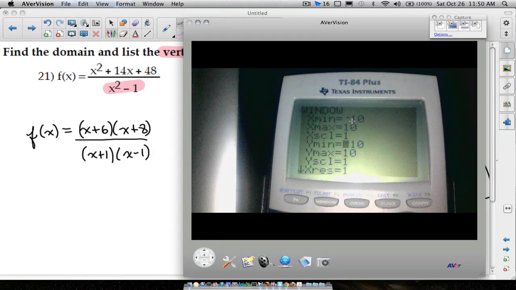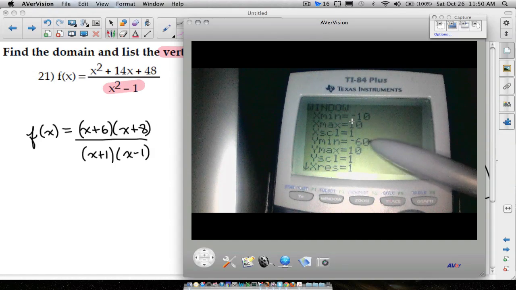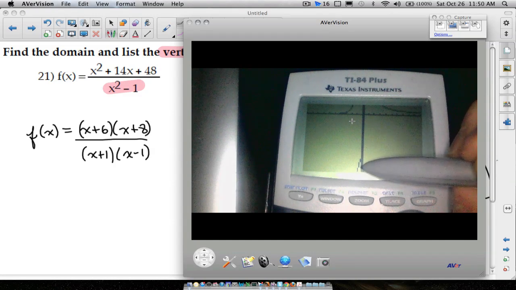Let's do our Y min. You might say, well, how do I know to do this? That'll come when you take college algebra, but I at least want to show it to you. Just changing that right there, it's going to change the way this graph looks quite a bit. Notice what I got right down there. That's what I wanted you to see.